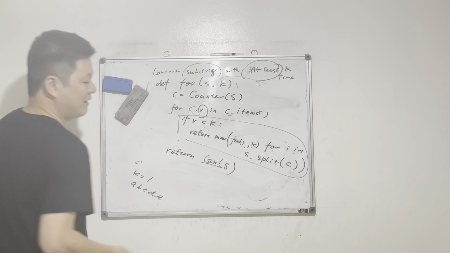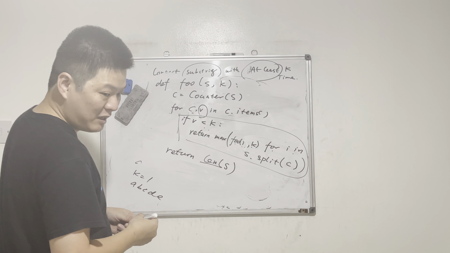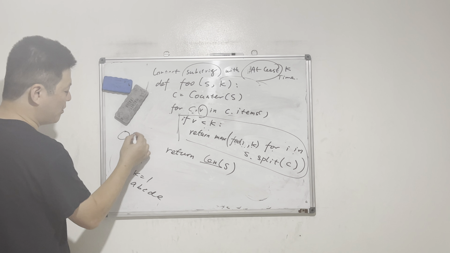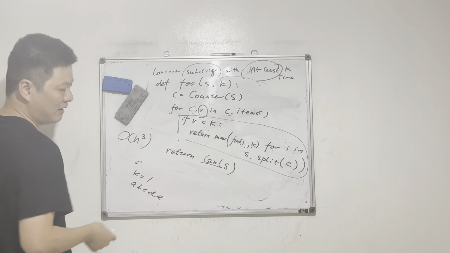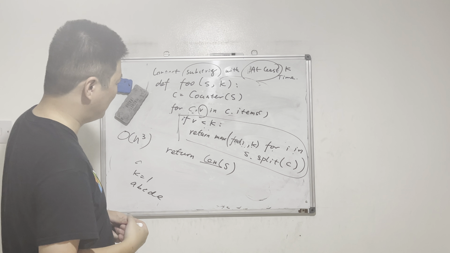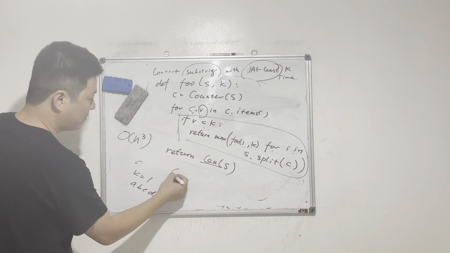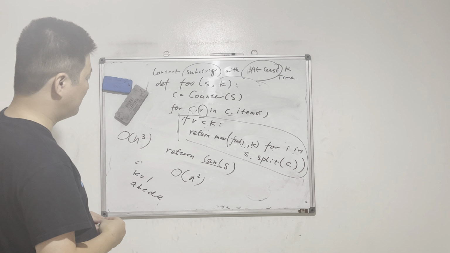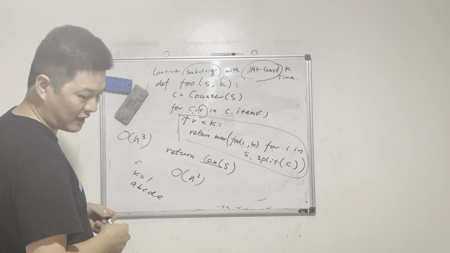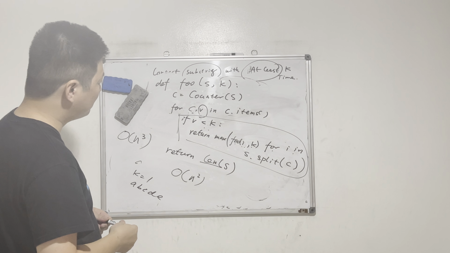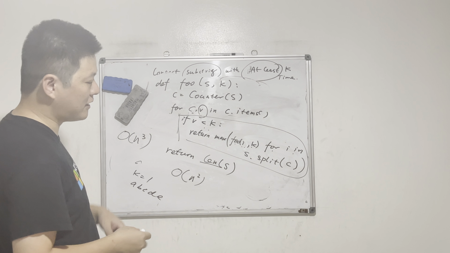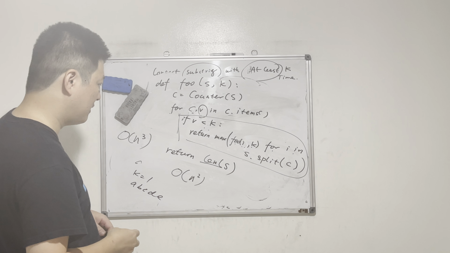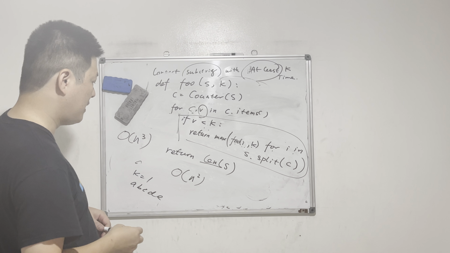Got it? Remember, the previous algorithm is O(n) cubic, right? And for this one, it's O(n) square. It's kind of O(n) square, yeah? This is still quite slow. But it's better, it's far better. But it's still quite slow.